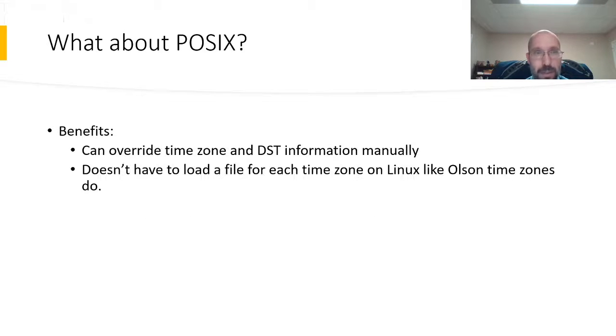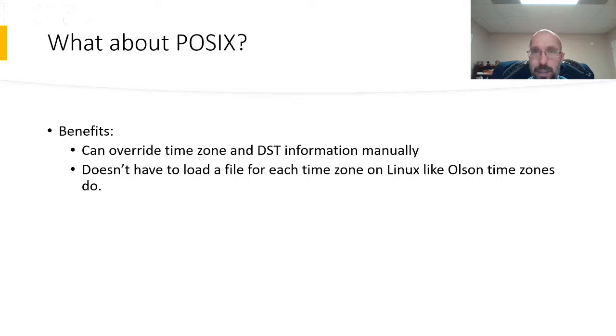There are benefits to POSIX. So with POSIX, you can override time zone and daylight savings time information manually. That can be very beneficial, especially when there are such short notices for changing time zone rules. Also, if you're on Linux or Unix systems, you don't have to load a file for every time zone like you would if you were working with the Olson time zone, an Olson datetime format. So there's a little less overhead if you're using POSIX.